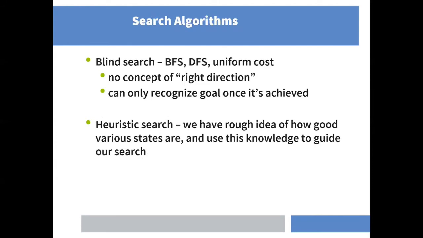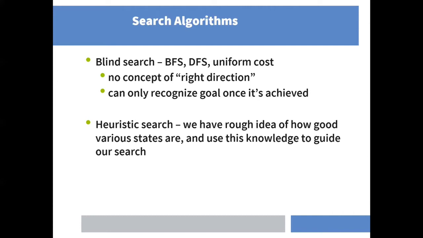In the previous lesson, you learned about uninformed search, also known as blind search. BFS, DFS, and UCS are the blind search strategies we looked into. These search strategies do not have any concept of right direction. They can only recognize a goal once it is achieved. They can only determine whether a state is a goal or not.